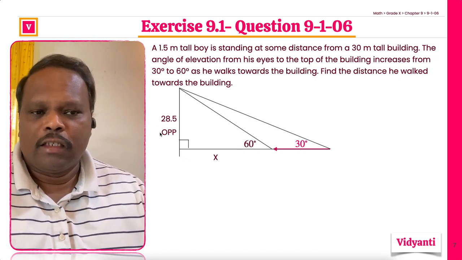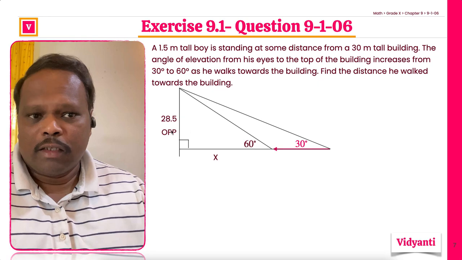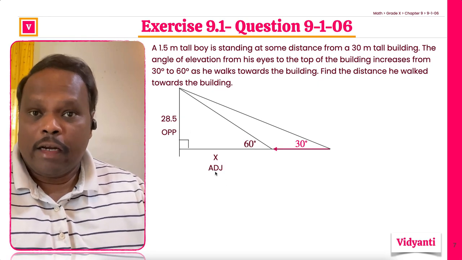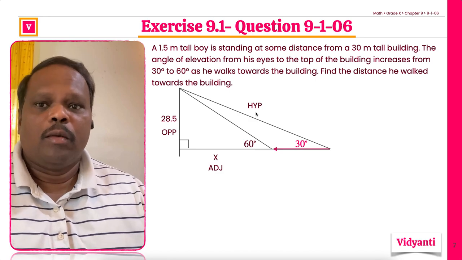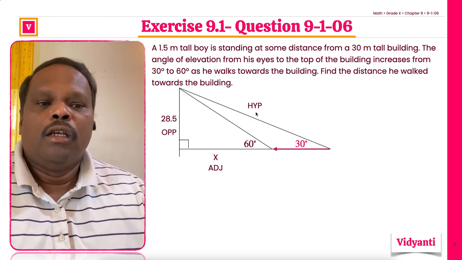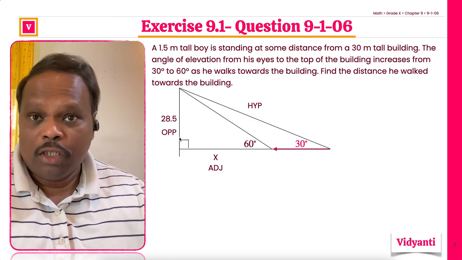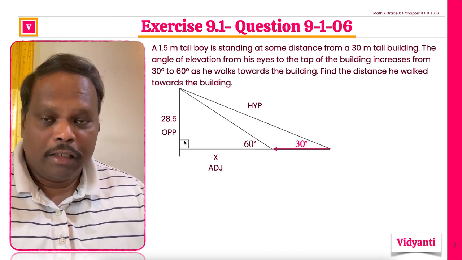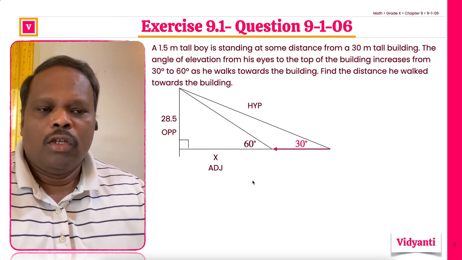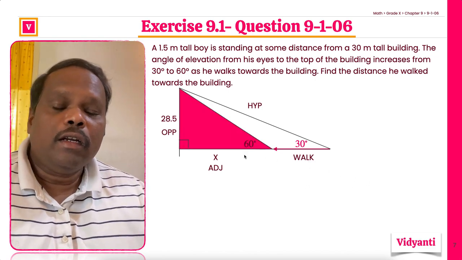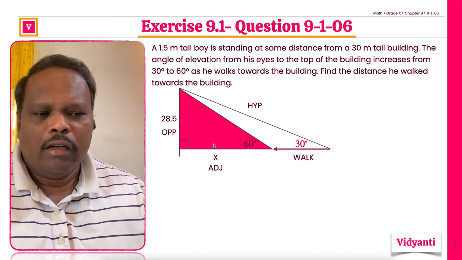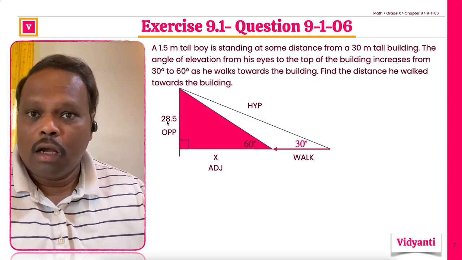So for 60 degrees, even for 30 degrees, this is the opposite side. This is the adjacent side, and this side is the hypotenuse, depending upon which triangle you are considering. So now, assuming that the tower is at 90 degrees with the ground, this represents the wall. So first we are going to consider this triangle. In this triangle, we know the opposite side.